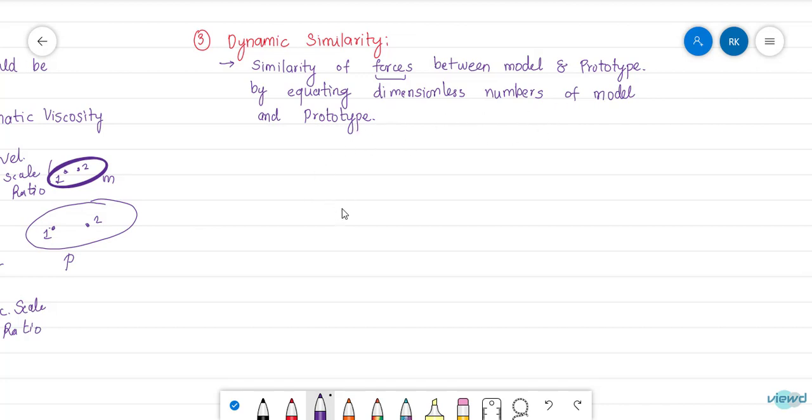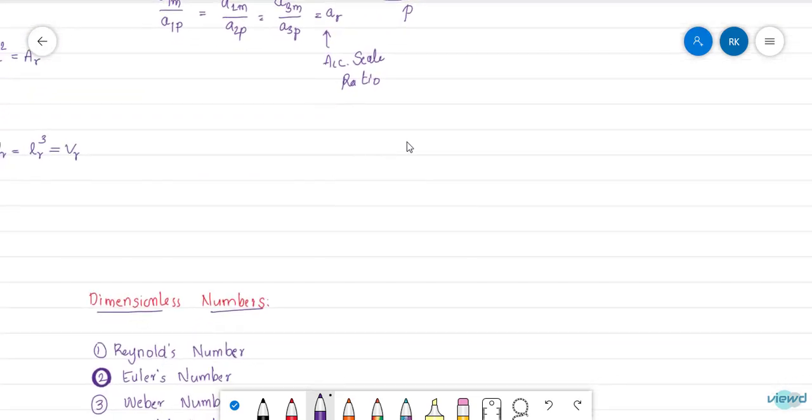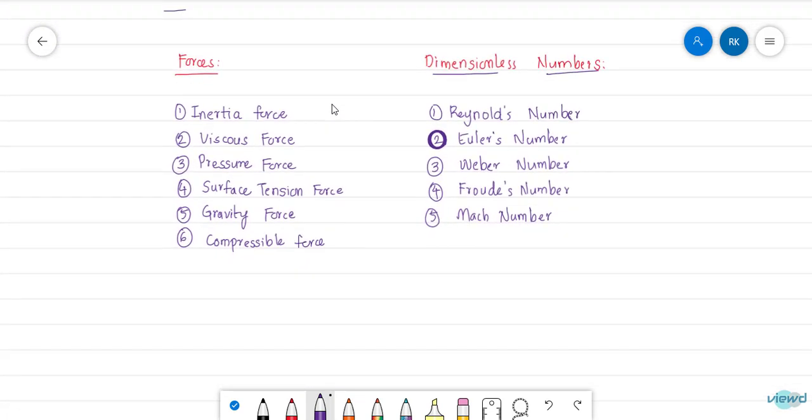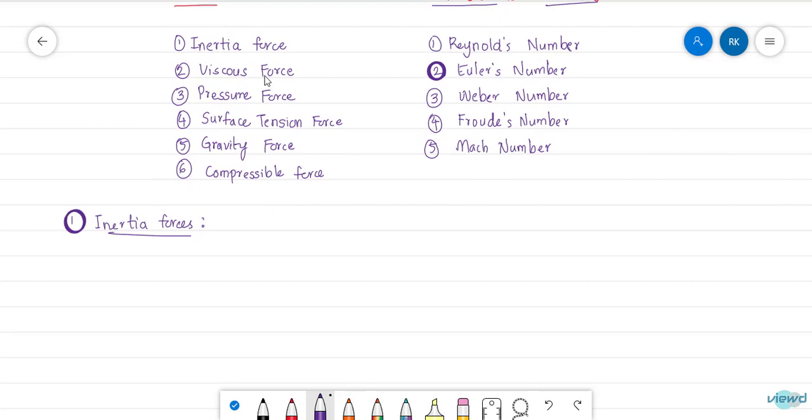So what are these dimensionless numbers? Dimensionless numbers are the ratios of forces. So in fluid mechanics, these 6 types of forces are main. First let us see what is inertia force. Inertia force means due to the change of motion from rest to motion or motion to rest, or with a change in velocity, the force that is caused is called inertia force.